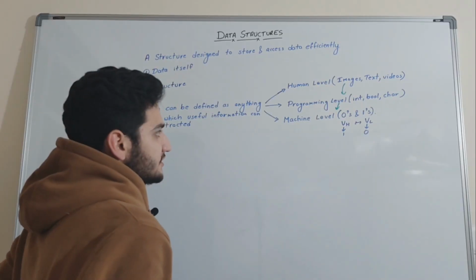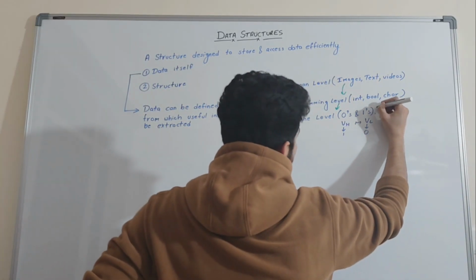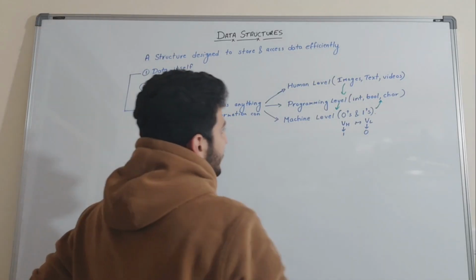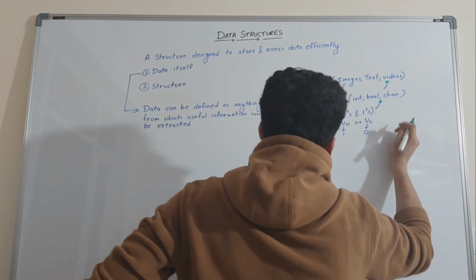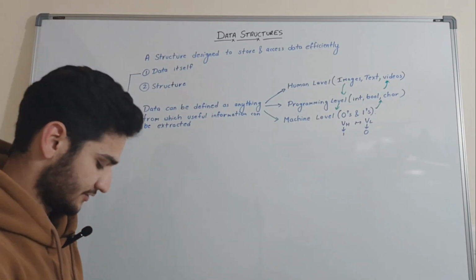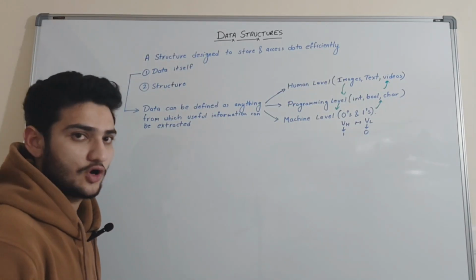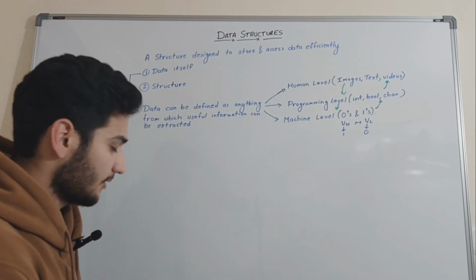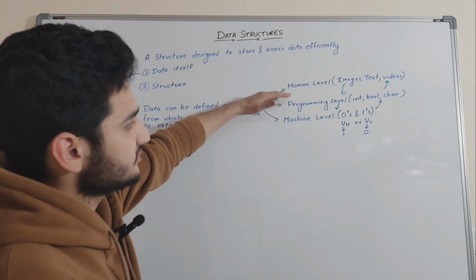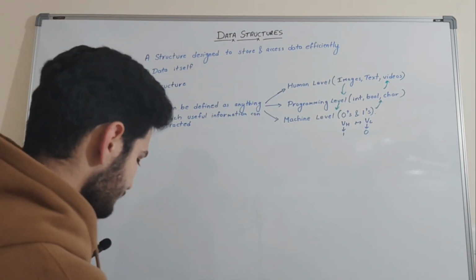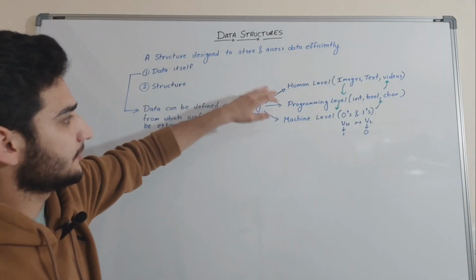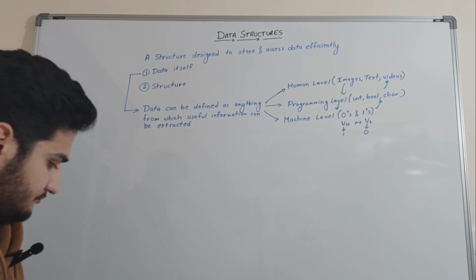Now we can again build up programming level data using machine level data, and with programming level data, we can build human level data. These translations are always taking place. Whether you are watching a video on YouTube, uploading a picture on Instagram, or commenting on a video, these translations are always taking place. In this playlist, we are only going to be concerned about programming level data.